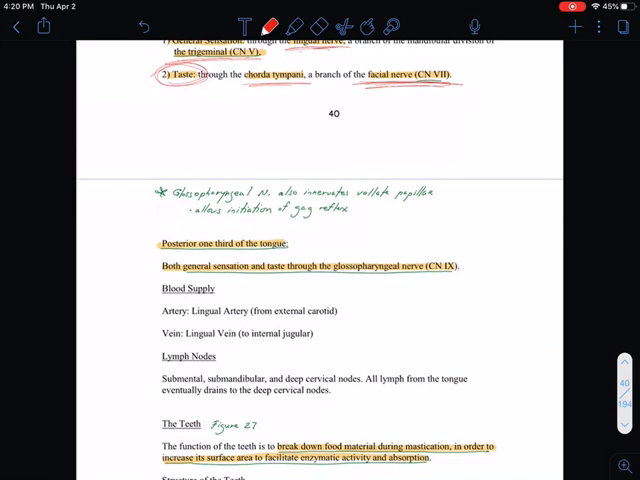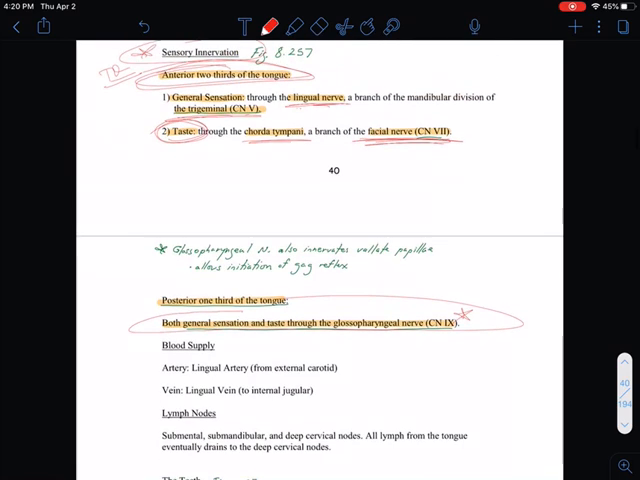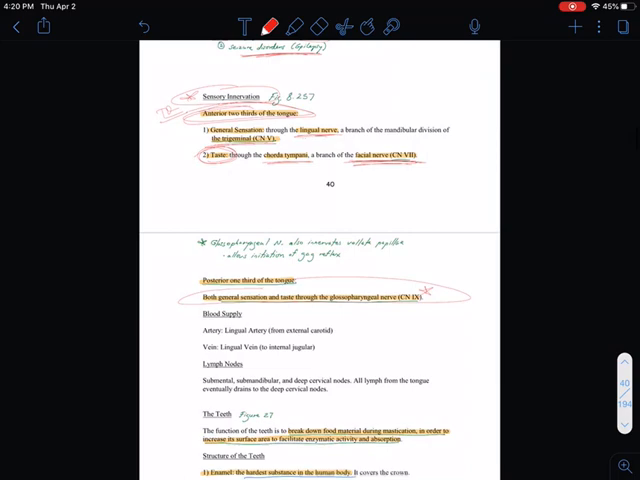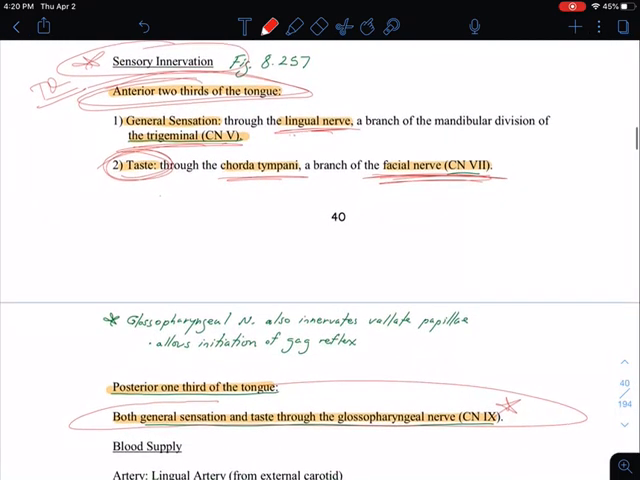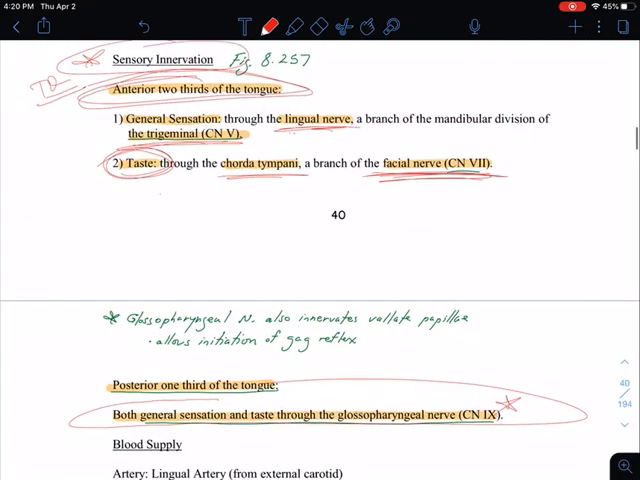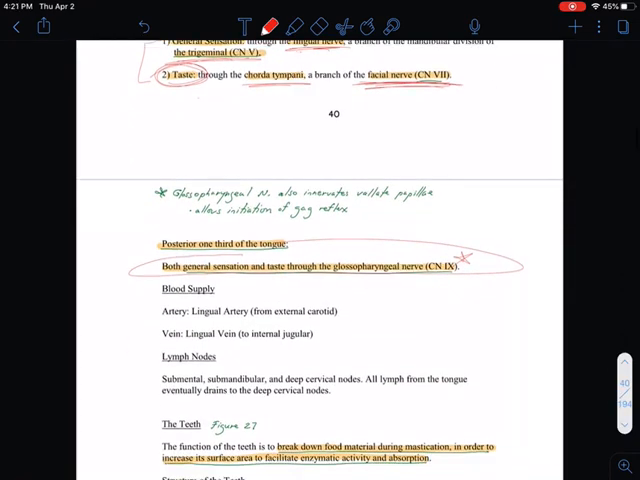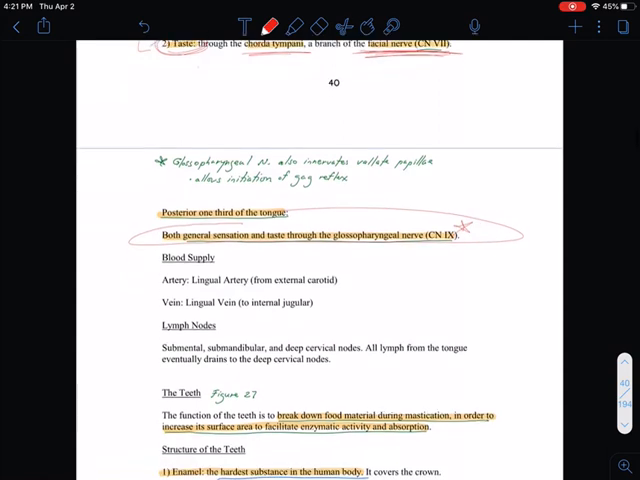For the posterior 1/3, both general sensation and taste are coming from cranial nerve 9, or the glossopharyngeal nerve. So be able to differentiate your anterior 2/3 and posterior 1/3. Know that anterior 2/3 has two different innervations for the general sensation and taste, while the posterior 1/3 shares the glossopharyngeal nerve for both.